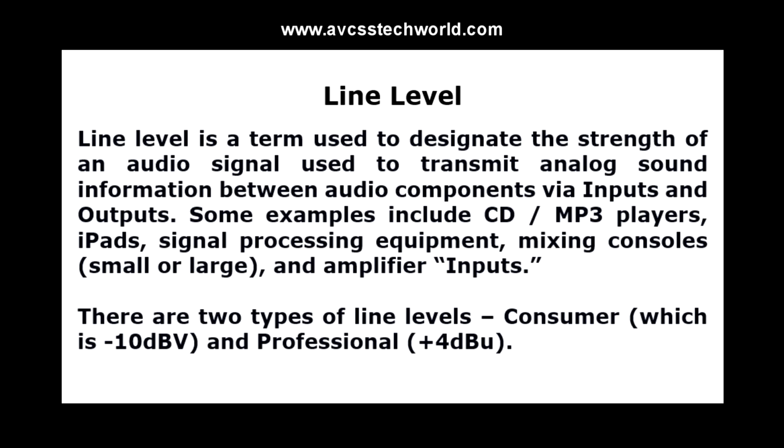What is line level? Line level is a term used to designate the strength of an audio signal used to transmit analog sound information between audio components via inputs and outputs. Some examples include CD and MP3 players, iPads, signal processing equipment, mixing consoles, small or large, and amplifier inputs. There are two types of line levels: consumer, which is -10 dBV, and professional, which is +4 dBu.